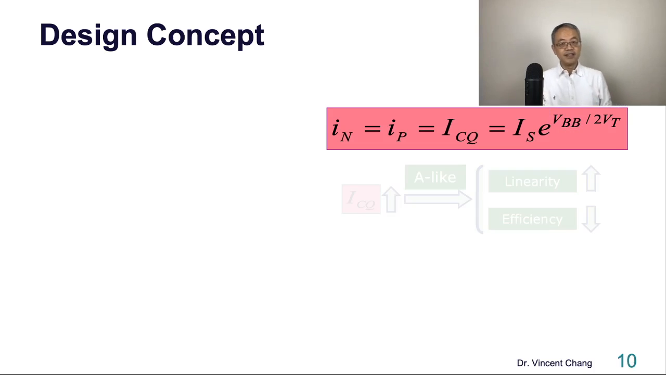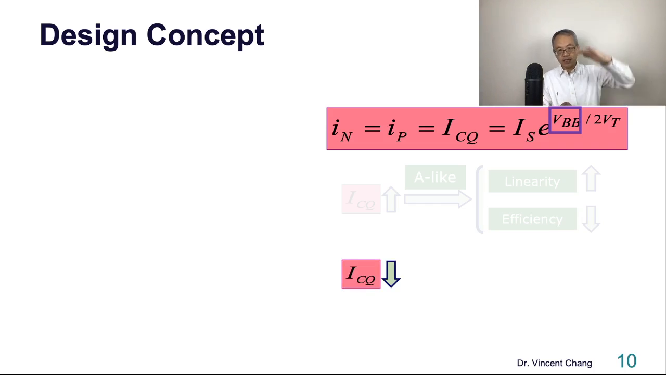Now you can also choose to set up the VBB not at 0.7, maybe 0.65, right? Lower. So if VBB is lower, then what?